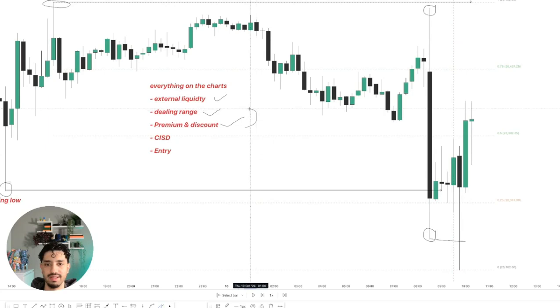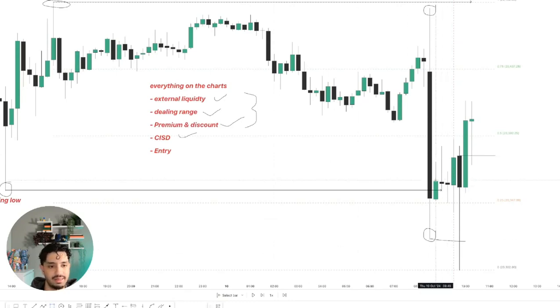So once all of this has come together, your external liquidity, dealing range, and premium and discount, the next thing you wait for is a change in the state of delivery. A change in the state of delivery is when the market closes above a down close candle. So I'm using this down close candle as our change in the state of delivery because this was the most recent down close candle made before we traded higher and we closed above. So as we closed above this down close candle, this represents a change in the state of delivery.